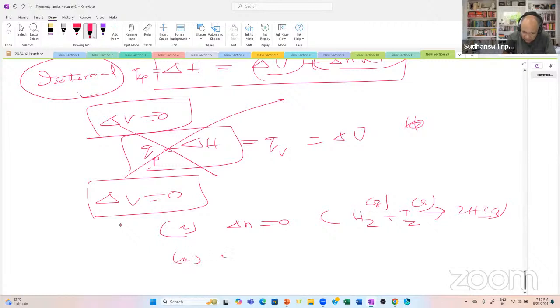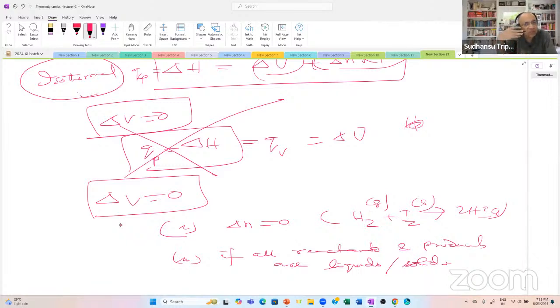And the other one, if all reactants and products are liquids or solids, no gas. So even if there is a change, the change in volume is negligible. We say whatever heat will be absorbed in such a system will simply change its internal energy. Change in enthalpy in this case is the same as change in internal energy. If somebody asks you what is the change in enthalpy in a chemical reaction which does not involve any gas, we'll say change in enthalpy is the same as change in internal energy, and that is equal to the amount of heat absorbed or evolved.